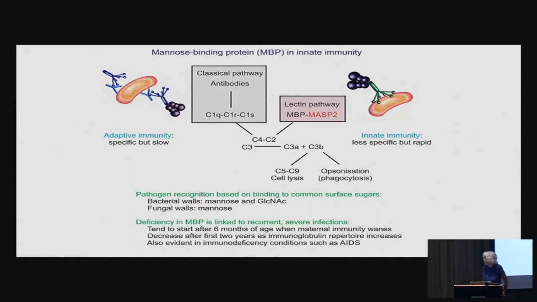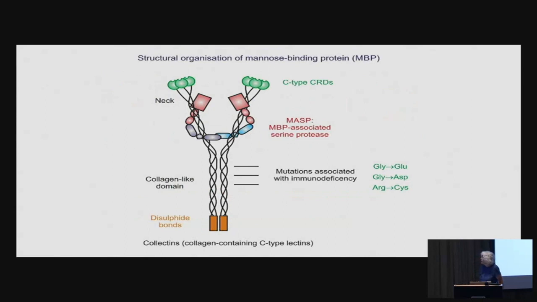And this protein is definitely important in the innate immune system, particularly in young infants. We know this because there are deficiencies in mannose binding protein which are linked to severe recurrent infections. And so this is what the mannose binding protein looks like.